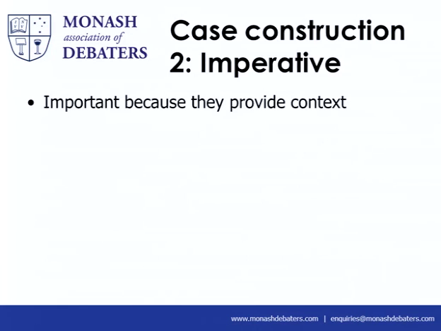Imperative is also very important because it provides context. You cannot debate a motion without giving it real-world examples and pointing out how this would play out in the real world. You might think you can, but once you start adjudicating, you'll realize that if debaters do not give examples and context, the debate just flies into randomness.